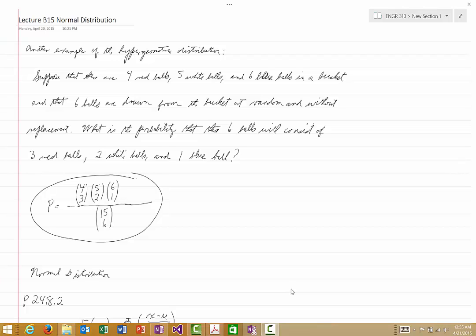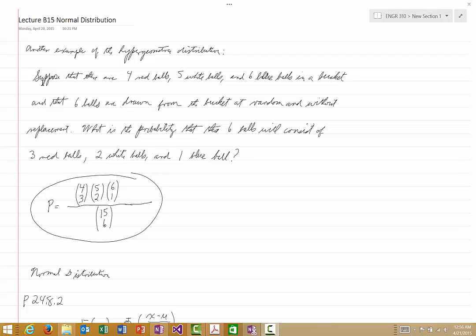Welcome to lecture B15. The main point of this lecture will be the normal distribution, but I want to start with another example of the hypergeometric distribution. This example is more general than the previous examples we've worked, and I think by looking at this more general example, you may get a better understanding of exactly how the hypergeometric distribution works, and also a better appreciation for how powerful it can be for some problems.